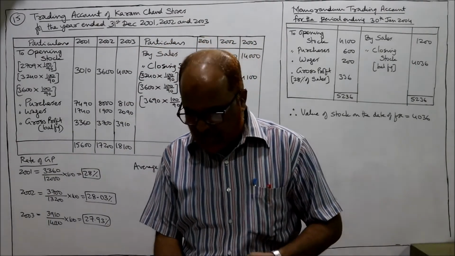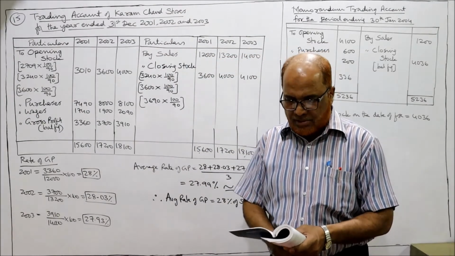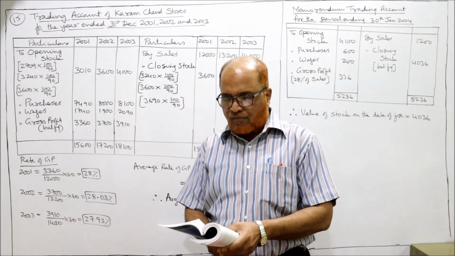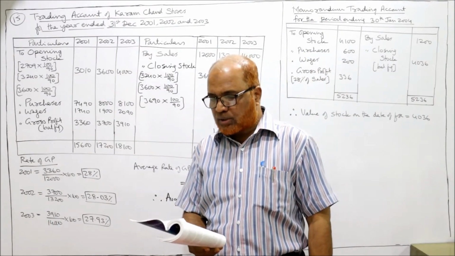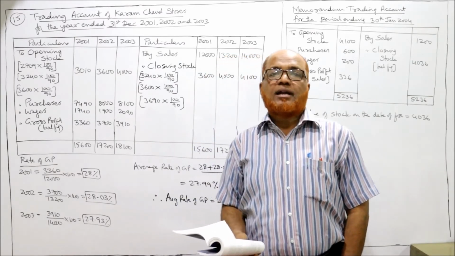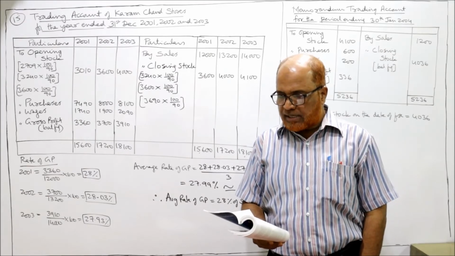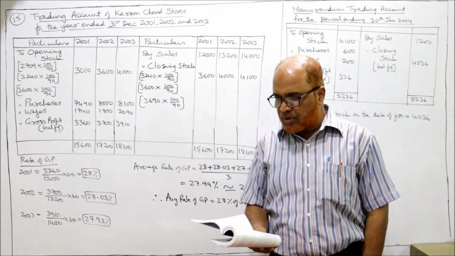Come on students, now we'll start the 15th problem, the last and final in insurance claims. The premises of stock of Karamchand stores were totally destroyed by fire on 30th January 2004. Date of fire 30th Jan 2004. From the account books and other records that were saved, the following information is available.